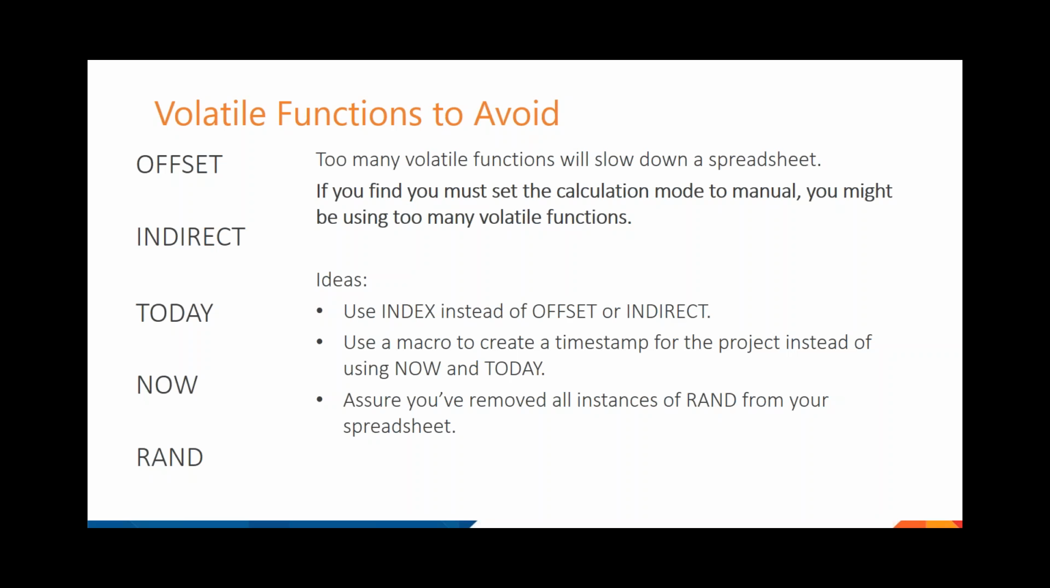So for things like NOW and TODAY, which produce current dates and times, you can often use VBA and just have that write to a certain cell. So if you have it write to a cell when it opens up, that's one cell write, that's one volatile action, versus TODAY and NOW being live and just sitting there, that's going to be multiple ones.